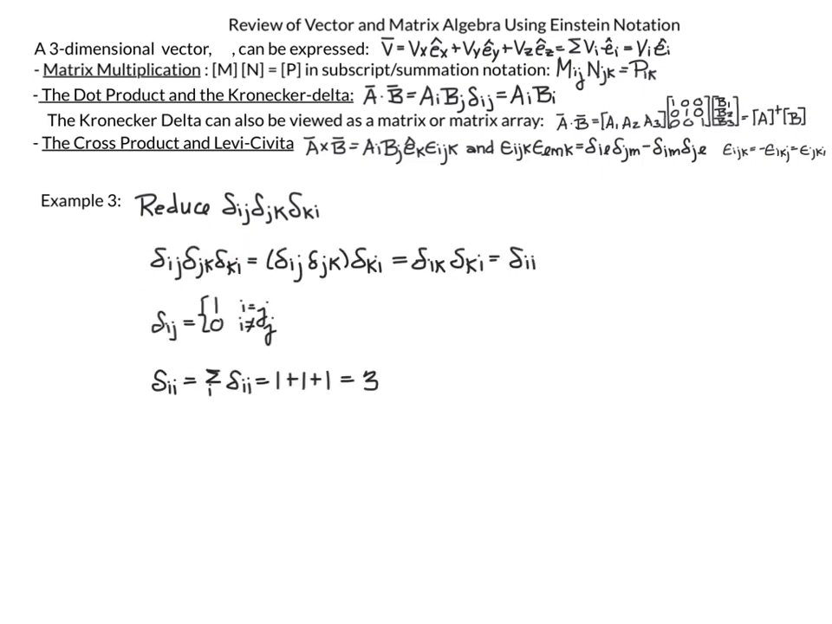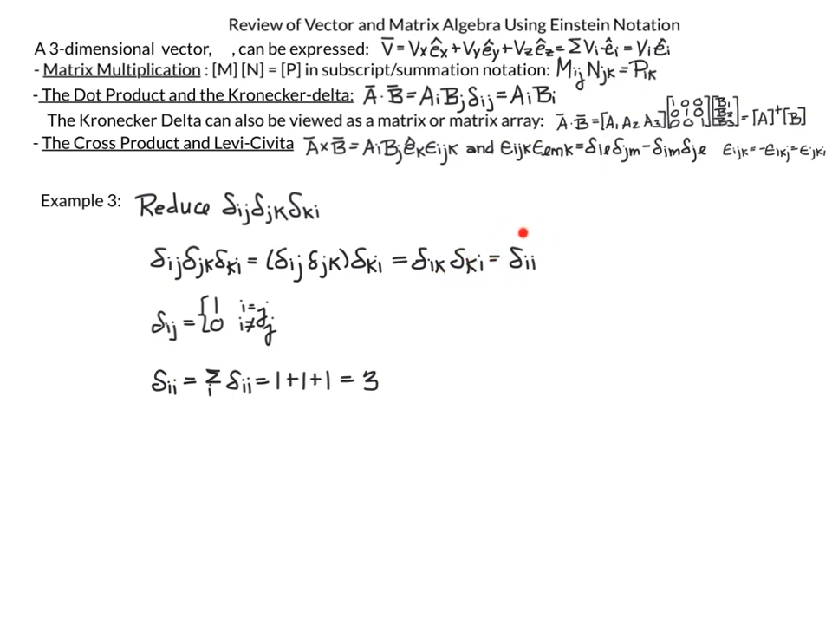I rewrote the problem: delta ij, delta jk, and delta ki. So I grouped the first 2 together. So I have delta ij, delta jk grouped together, and then delta ki. Since these 2 have a common index, we can get rid of that, and we're left with delta ik times delta ki. These 2 also have the common index, so we're left with delta ii.